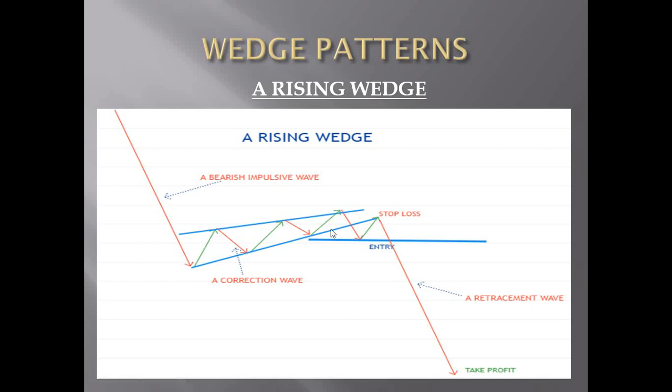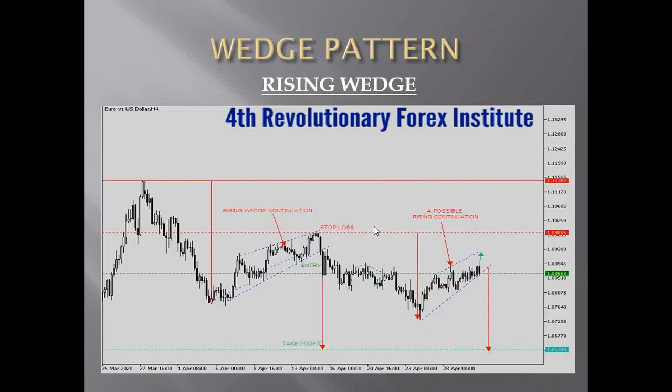You remember in the falling wedge, the market must break to the upside. In terms of the rising wedge, the market must break the wedge pattern to the downside. So what we do, we wait for the market to break to the downside, and then we also have to wait for the pullback. So let's go to the example just to show you what I mean.